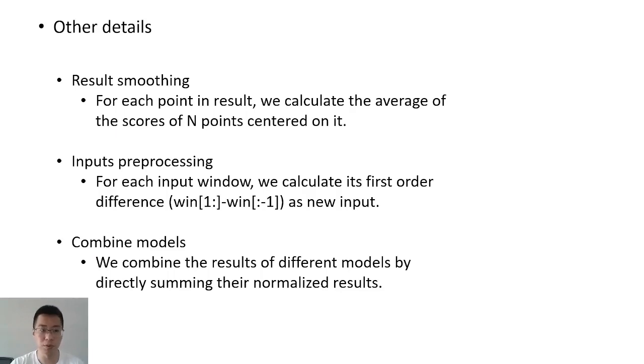Result smoothing, we use it to avoid the influence of noise in result. And input processing, we use first order difference of window as new input. And we also tried to combine models by directly summing their normalized results. For different models, we could use different inputs or different convolutional neural network architecture.